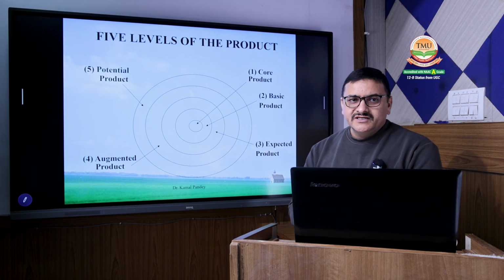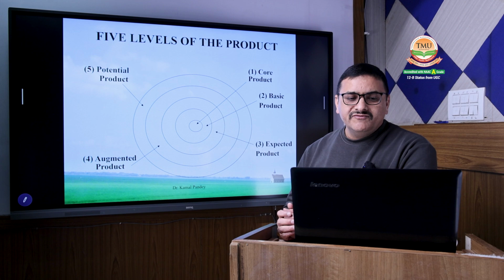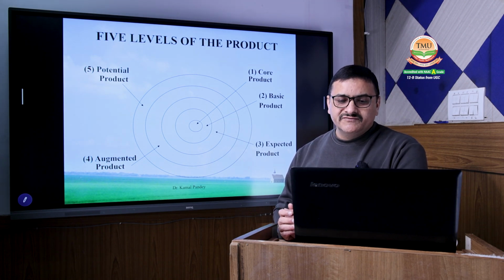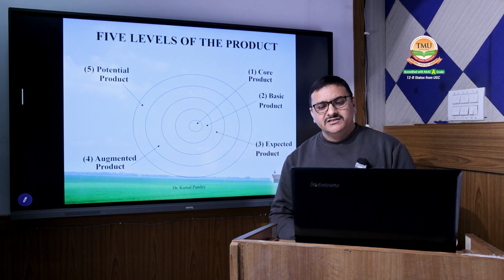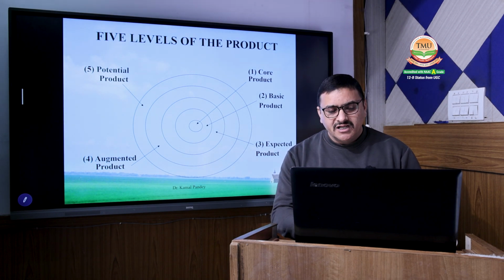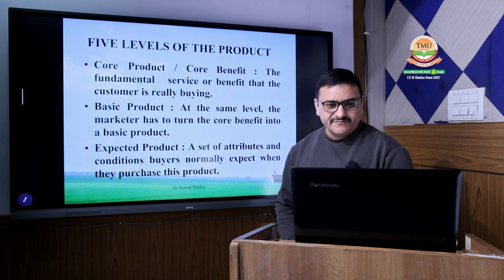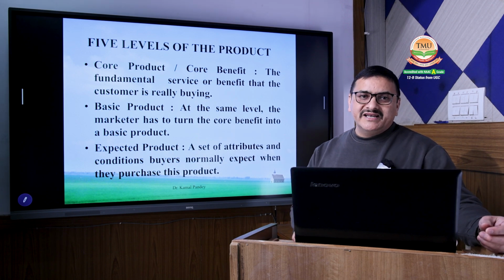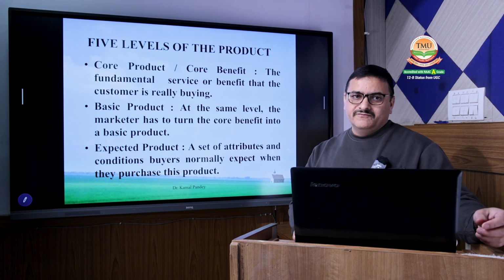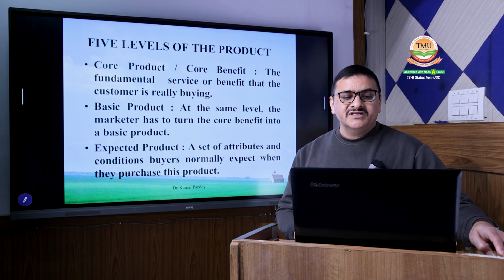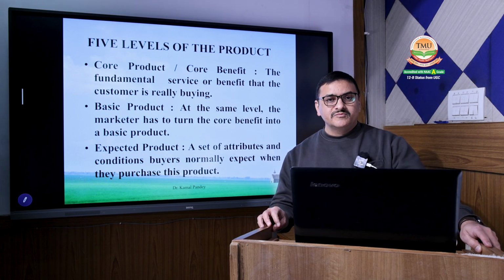Now, moving on to various levels of the product. Generally, we have 5 levels of the product. The core product, which is the innermost layer of the product. Then we have basic product, expected product, augmented product, and potential product. Now we will take them one by one. First of all, what is the core product, or we can also say the core benefits of a product which we derive by using that product. The fundamental service or benefit that the customer is really buying is known as the core product or the core benefit from that particular product.